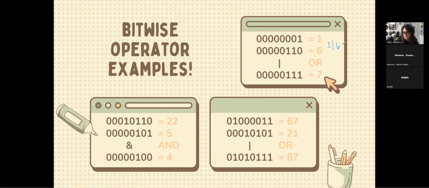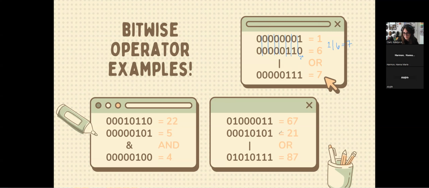So 1 or 6 in this case is equal to 7 because what you do is you compare each bit to each other. You're comparing each bit of the first number to each bit of the second number, in the same placing. So this is the 2 to the 0th bit, and we're going to compare those two. With an OR, you need one or the other or both. So that's why we get a 1 here, a 1 here, and a 1 here, but zeros everywhere else. And then this number is 7.